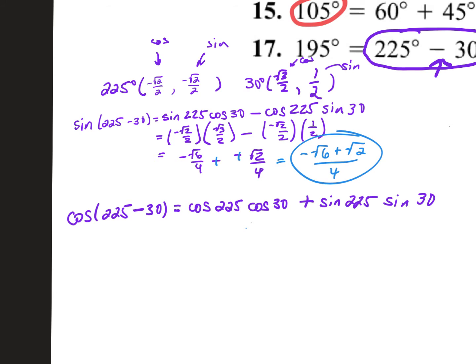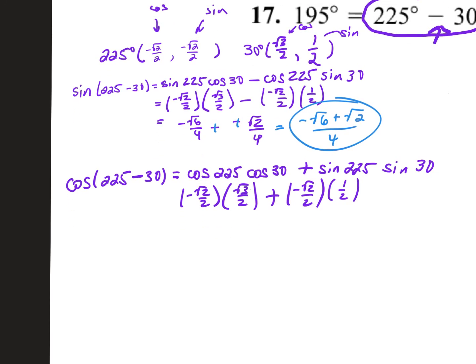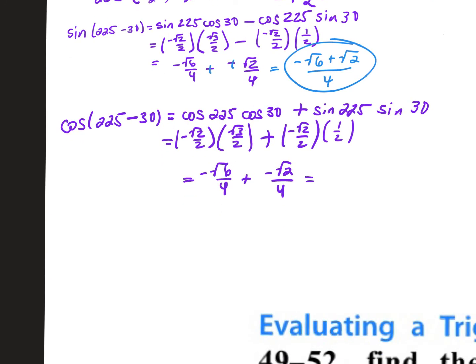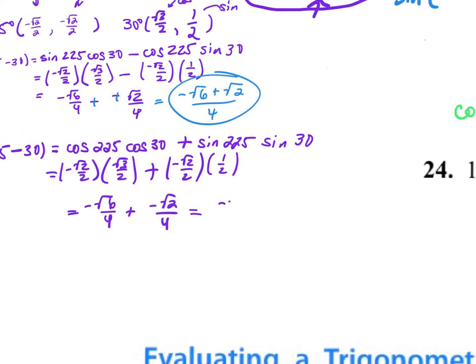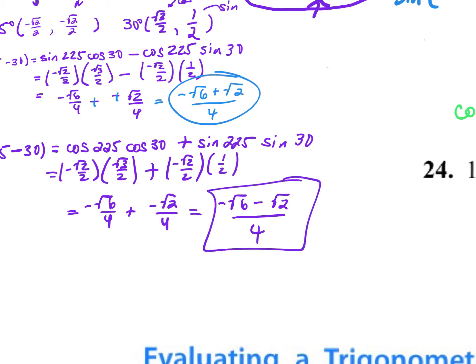So cosine of 225, negative root 2 over 2. Cosine of 30, root 3 over 2. Plus sine of 225, negative root 2 over 2. Sine of 30 is 1/2. Simplify. You have negative root 6 over 4 plus a negative root 2 over 4. Simplify this a little more. You have negative square root of 6 minus the square root of 2 over 4.